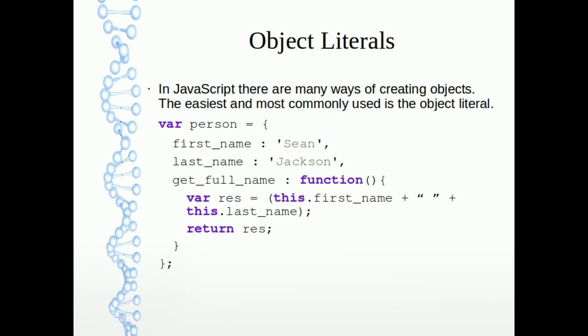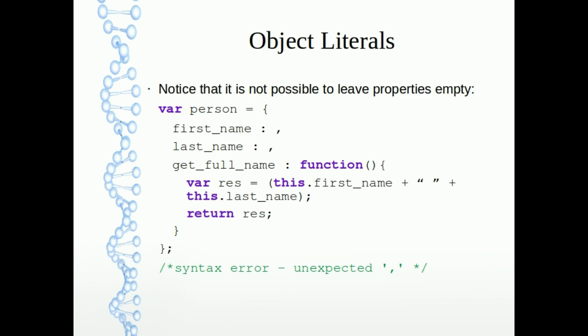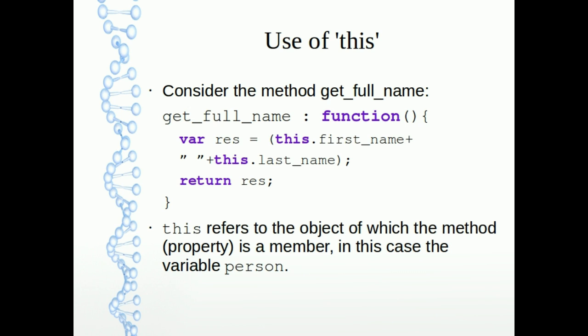Notice as well that it is not possible to leave properties empty. This example here would result in a syntax error, unexpected comma, because the interpreter will expect there to be some value there. Let's take a closer look at the getFullName property in our person object. It creates a variable res and sets it equal to this.firstName concatenated with a space and then concatenated with this.lastName. It then returns the res variable.